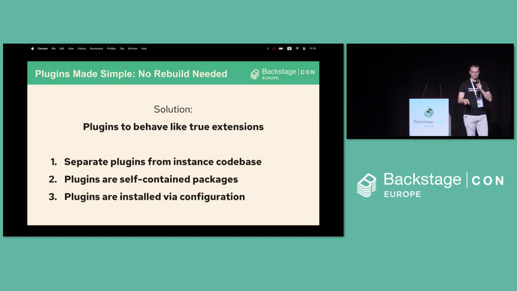To solve this problem, we need to make plugins behave like true extensions. If you think of VS Code extensions, if you think of Grafana plugins, all of these things are pluggable separately from the core instance. So my plugin itself is packaged separately from the core runtime. It's completely self-contained, and it can be installed through configuration only, via UI, via config file. Doesn't matter at this point. I need to have it self-contained. I need to have it done through configuration.